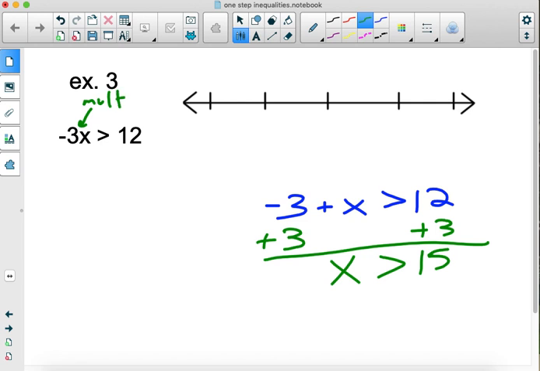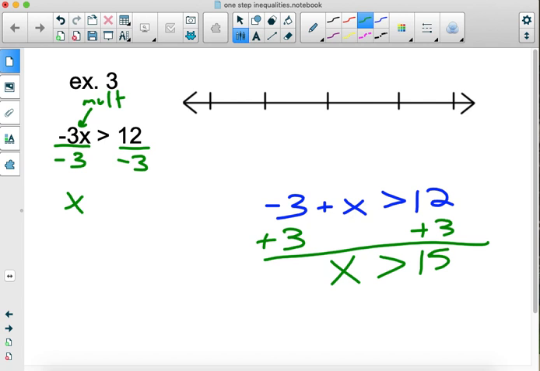So instead of adding 3, divide by what number though? 3. No. 15. Negative 3. Miss Garcia, why is it going to be negative? Because if you look at it, a negative divided by negative is a positive x.